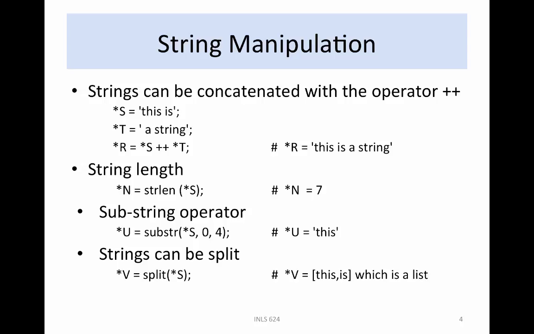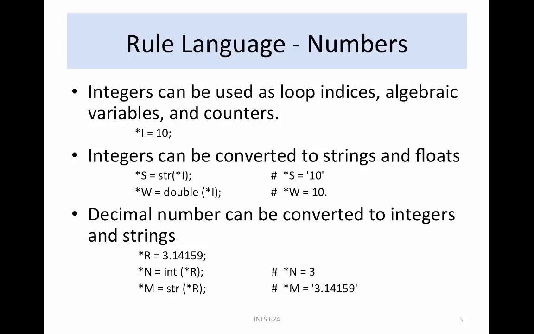Two strings are created, workflow variables *s and *t. We can concatenate them with the operation ++. The length is found with the function strlen. The substring is found with the function substr, and the string is split using the function split. *r in this example is composed by adding together *s and *t. The length of *n is found equal to 7. The substring is extracted from *s, where you start counting at 0, and the string can be split into a list.